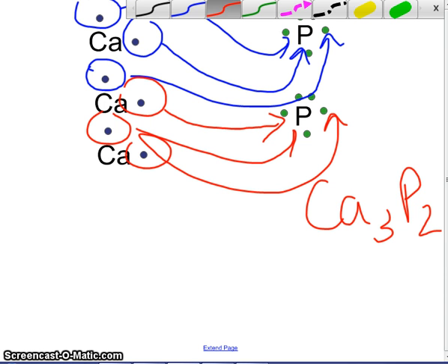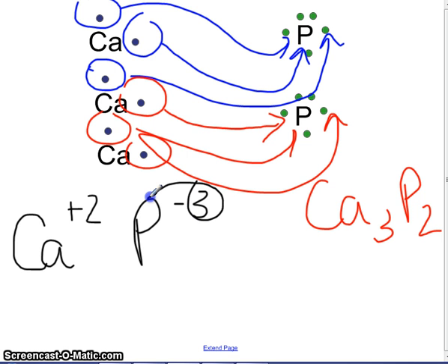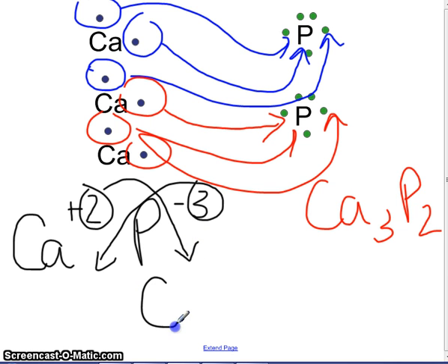If we do the shortcut way, which I've nicknamed the crisscross rule, we have calcium is going to be +2. Phosphorus is -3. We take the numbers down. And we get Ca3P2.